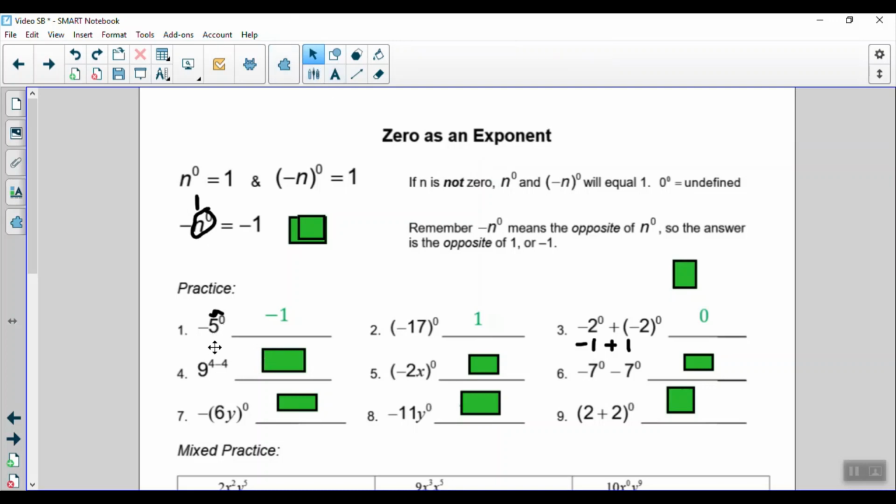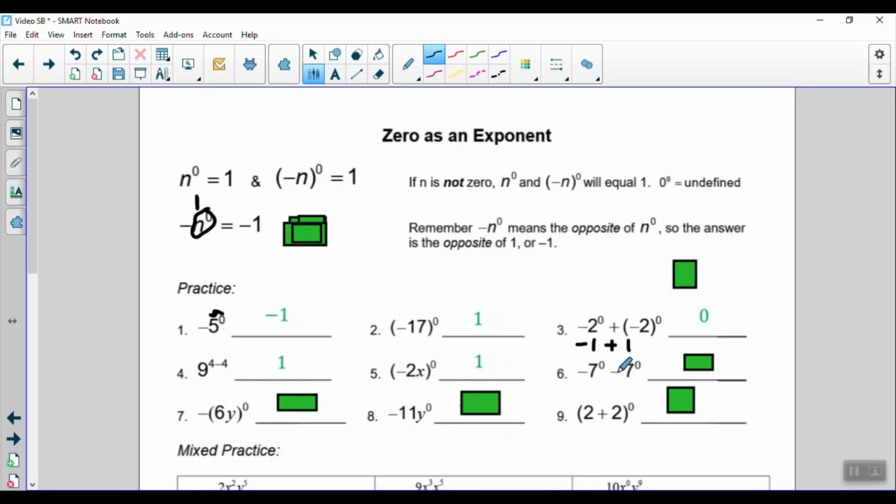Here, they tried to be a little bit tricky. It's not that tricky. 9 minus 4 is just 0. 9 to the 0 power, anything to the 0 power is just 1. Here we have a variable, which is perfectly fine. Variables to the 0 power are still just 1. So with our parentheses, this whole thing is going to change to 1.